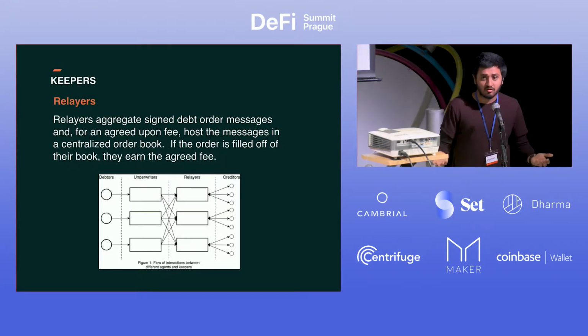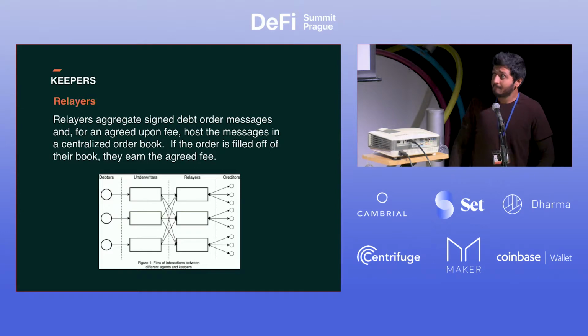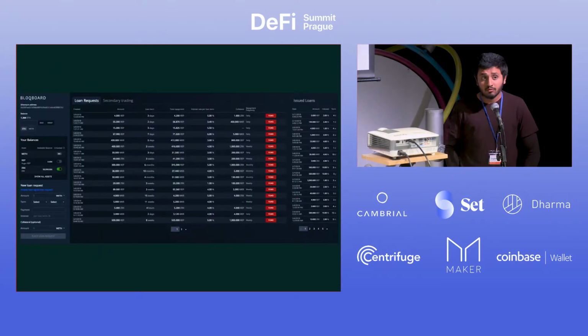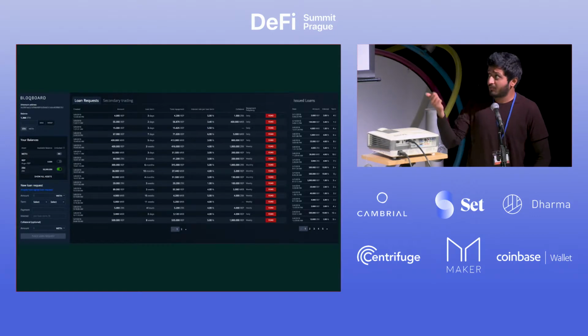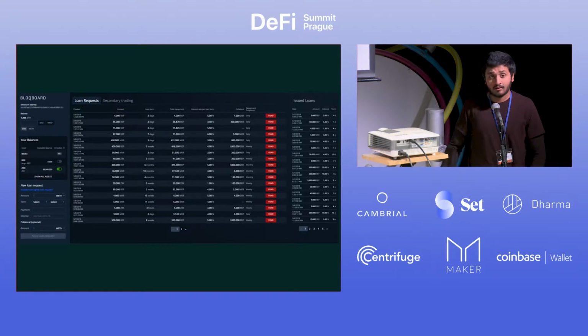It's essentially like a decentralized lending marketplace where you have a centralized hosted order book, and then a borrower can go and post a request to borrow, or a lender can go and fill and invest in loans that are available to fill. I mentioned earlier there were two relayers that have launched on Dharma, and one is Blockboard. It looks like an exchange experience, so you can see all the available loan requests, the term, the duration for that particular loan, and you can also see the interest rates associated with it.